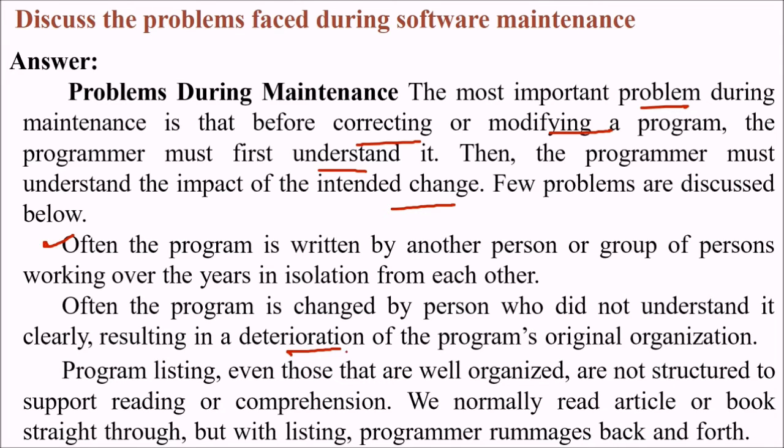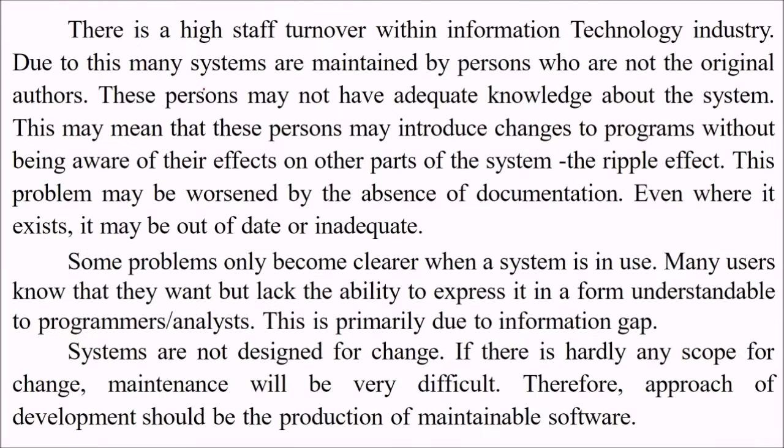The program listings, even those that are well organized, are not structured to support reading or comprehension, so you don't have proper documentation for them. We normally read an article or book straight through, but with a listing, the programmer rummages back and forth. There is also high staff turnover within the information technology industry. IT people sometimes are in Oracle, sometimes in Infosys, sometimes in Sapient. They tend to change companies in no time.